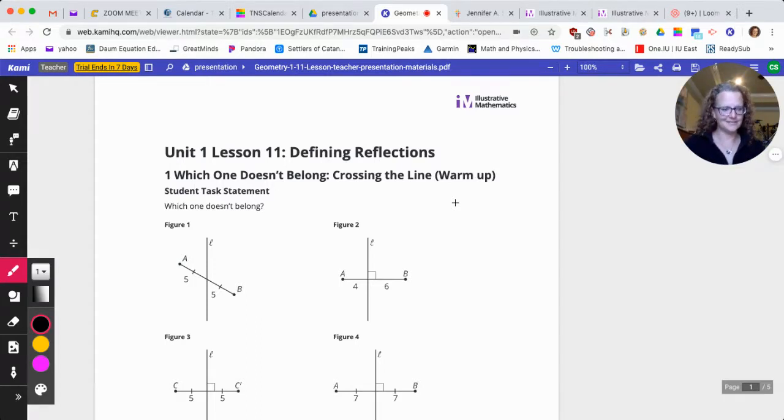I'm not ready. Sorry. I want to make sure I have your sheet in front of me. So there we are. I want to make sure I don't miss something I'm supposed to teach you. So here we have our warm-up.